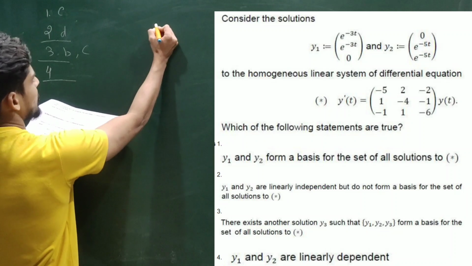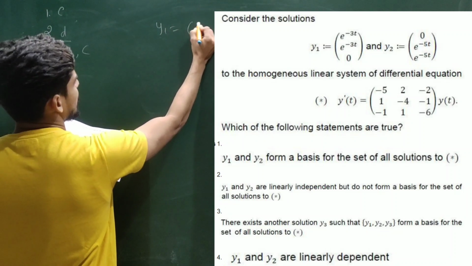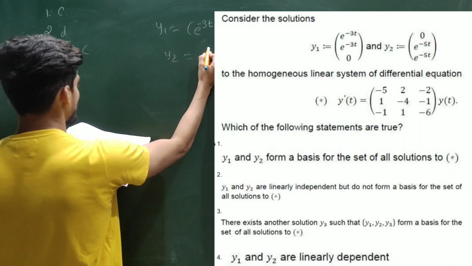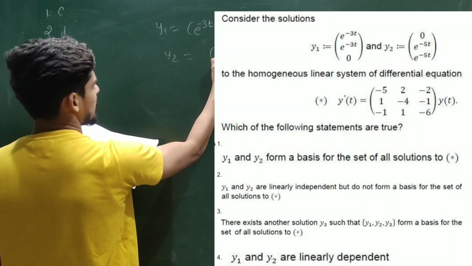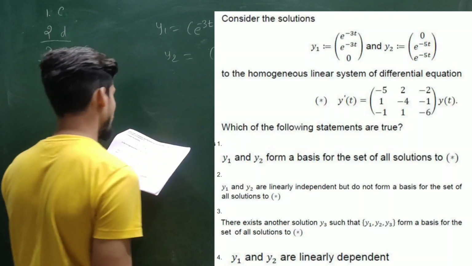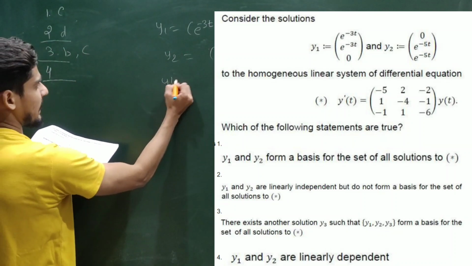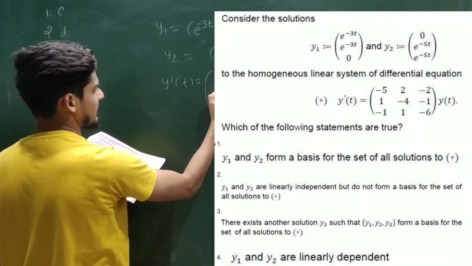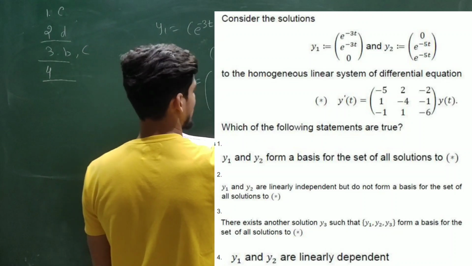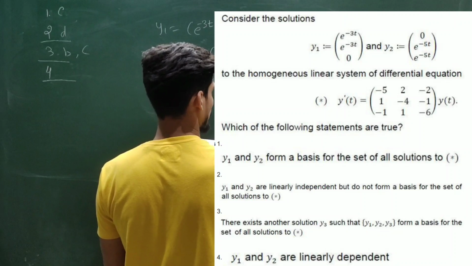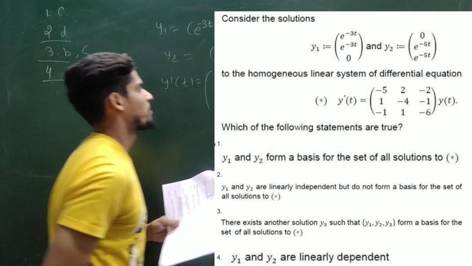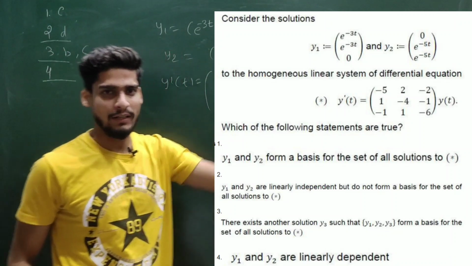Consider the solutions. y1 is equal to e power minus 3t, e power minus 3t, 0. y2 is equal to, this is transpose, 0, comma e power minus 5t, e power minus 5t transpose. And the system y dash t, which is basically known as y1 dash, y2 dash, y3 dash, equals the matrix minus 5, 2, minus 2, 1, minus 4, 1, minus 1, 1, minus 6, times yt, where y is a column vector as y1, y2, y3.